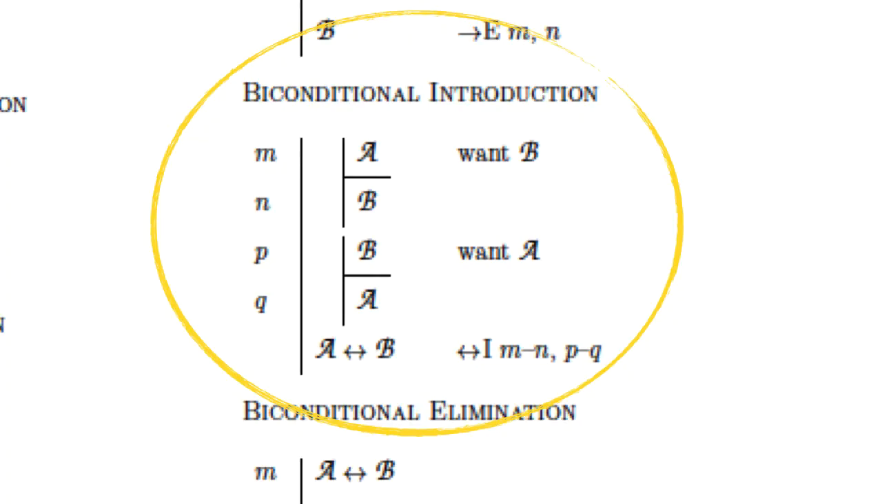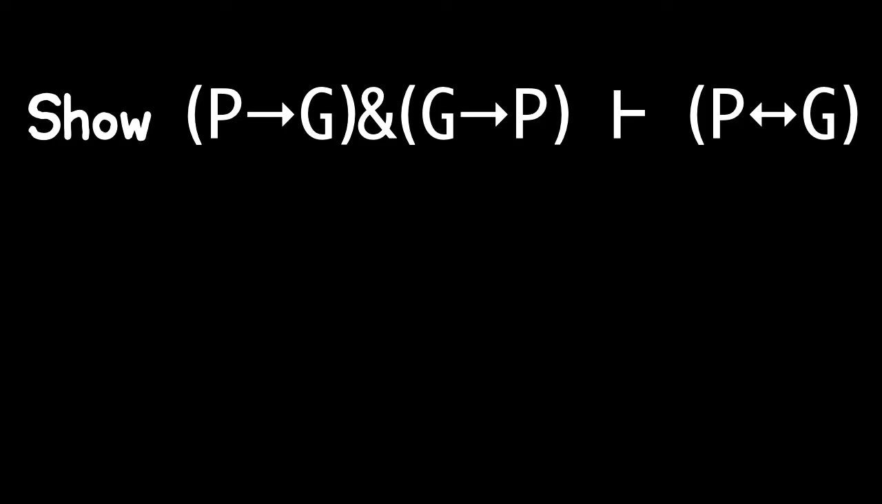The biconditional introduction rule will work similarly. For the biconditional, we need to prove both directions, so there need to be 2 subproofs. Suppose we have this problem. Given P arrow G and G arrow P, we can prove P biconditional G. So this is the setup. On line 1, we get the premise. And at the end, we need P biconditional G. The obvious plan is to use biconditional introduction. In order to do that, we'll need 2 subproofs.